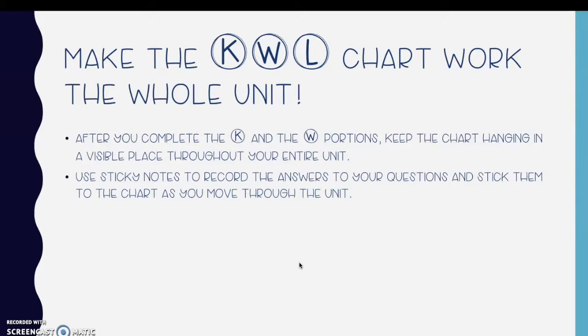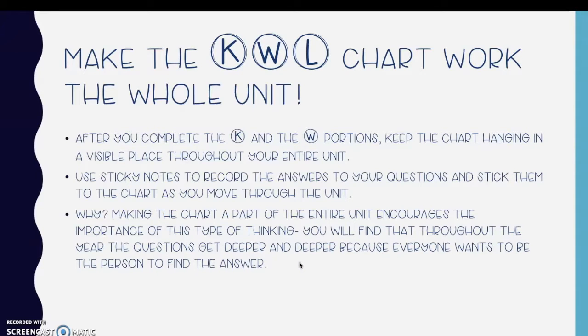It reminds students of what their questions were, what we were looking at, and I also let students write answers to the questions we've found and stick them on the chart as we go through the unit. So while we're answering these questions, or some questions may be so out there they have to research them individually, but they get to answer them with sticky notes.